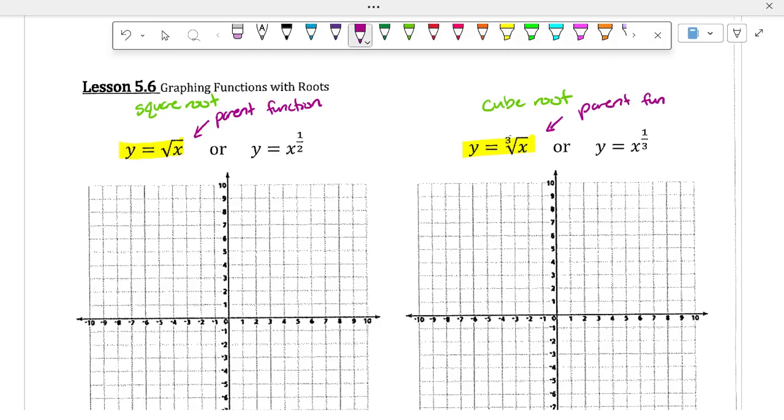Meaning, these are the mother of all square root and cube root functions. So square root of x is the mother of all square root functions. Cube root of x is the mother of all cube root functions. Every other square root or cube root function is just a transformation of these two. So knowing what they look like is important. So let's start with square roots.